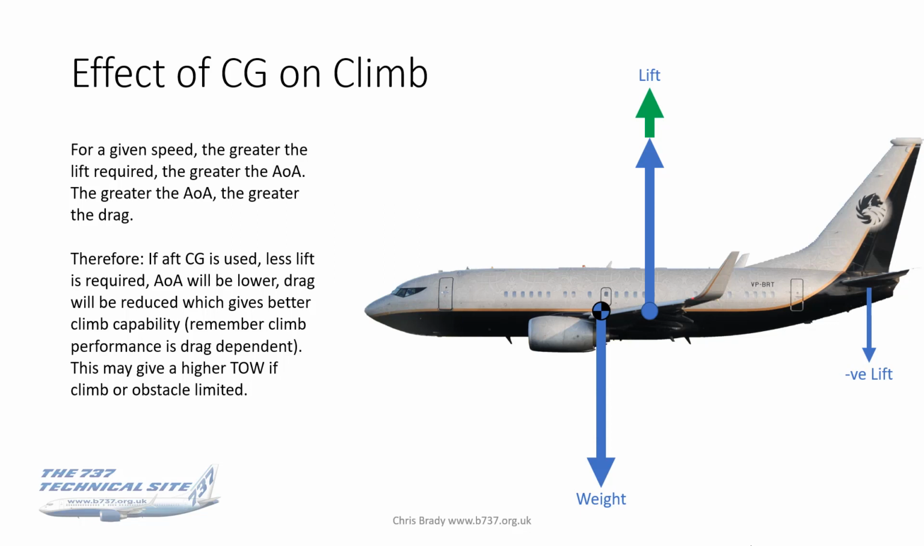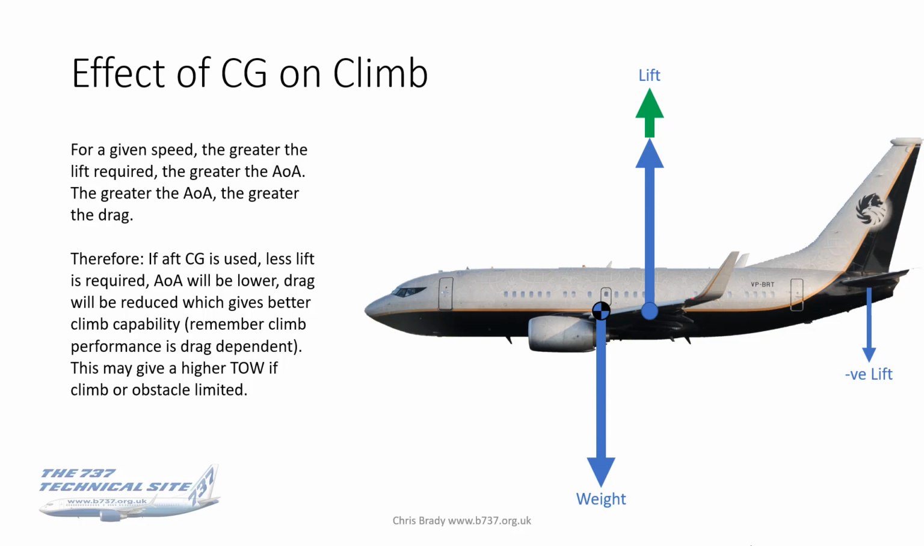Now, effective CG on the climb. For a given speed, the greater the lift required, the greater the angle of attack. That stands to reason. But the greater the angle of attack, the greater the drag. Therefore, if an aft CG is used, less lift is required, the angle of attack will be lower, drag will be reduced, and that gives a better climb capability. Now, remembering that the climb performance is drag dependent, that might give a higher takeoff weight if your climb is obstacle limited.